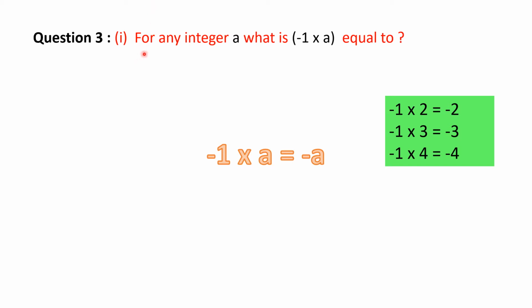So the question was, for any integer a, what is minus 1 into a? Minus a. So let us test this on some numbers. Minus 1 into 2 is minus 2. Minus 1 into 3 is minus 3. Minus 1 into 4 is minus 4. So like that, minus 1 into a is minus a. Okay. So this is our answer. Next part.